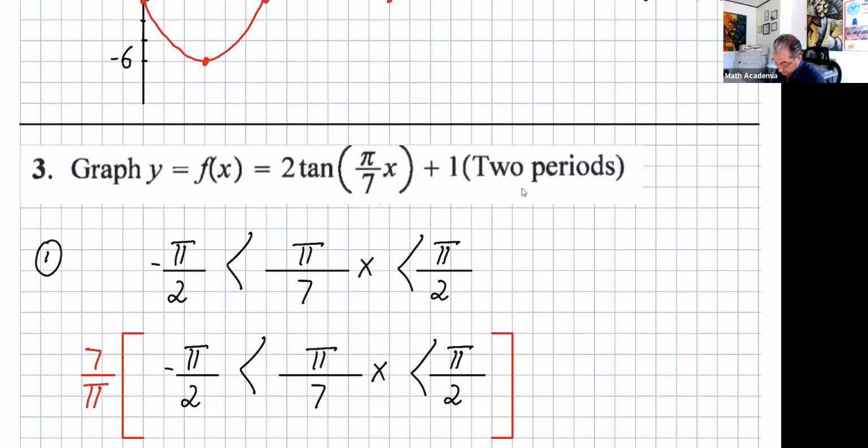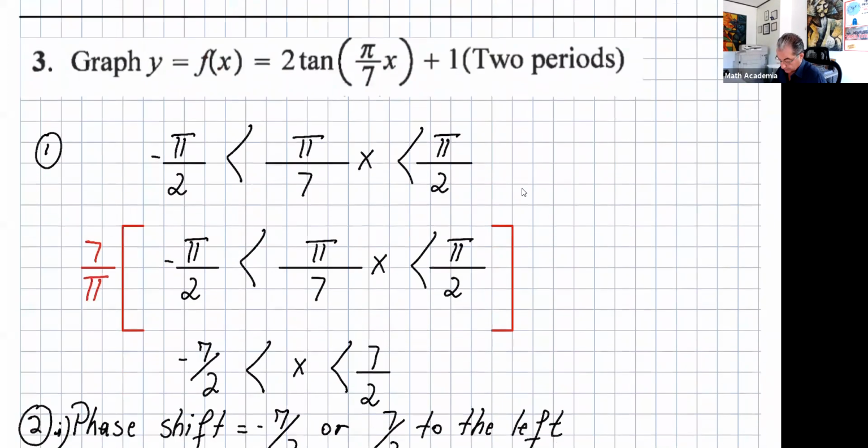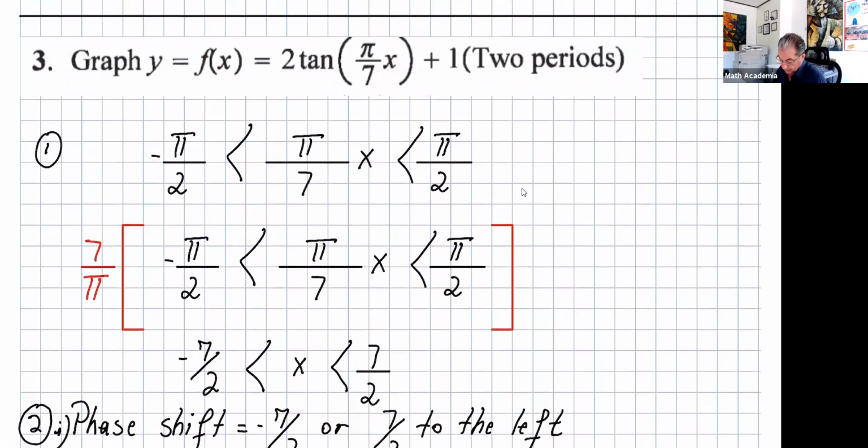Next one, 2 tangent of pi over 7 times x plus 1, and I said 2 periods here too, so let's remember. We know tangent, when we did the original graph, goes from negative pi over 2 to pi over 2. So that's just the basic period. We can graph that for tangent x. So anytime you have tangent and the angle is different, you take that angle and put that between negative pi over 2 and pi over 2.